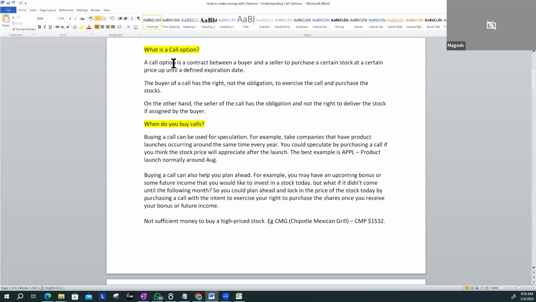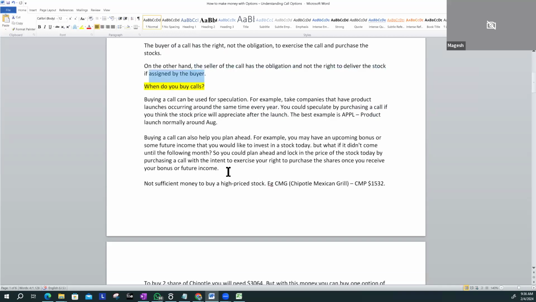Okay, so a call option, we discussed, is a contract between a buyer and a seller to purchase a certain stock at a certain price up until a defined expiration date. The buyer, always the buyer, has the right, either of a call or a put. The buyer of the call has a right, not the obligation, to exercise the call and purchase the stock. On the other hand, the seller of the call has the obligation, and not the right, to deliver the stock if assigned by the buyer.